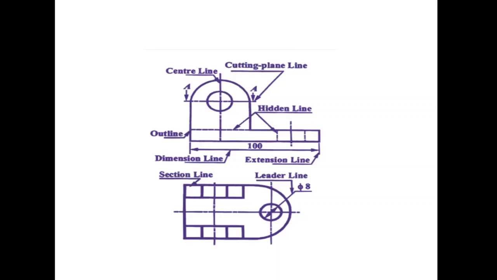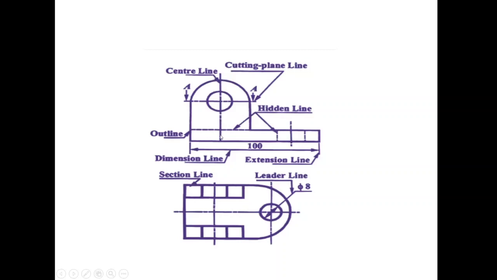Okay. Then we will see the dashed thin line, which is also called the hidden line. These dashed thin lines are called hidden lines to show the hidden portion of the object. Then the chain thin line, which is called the center line. It is used to draw the center line. So this is the chain thin line.